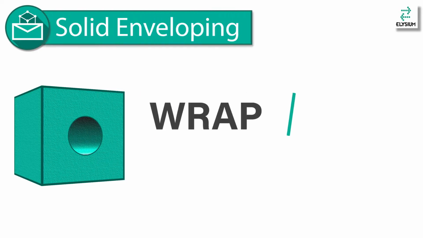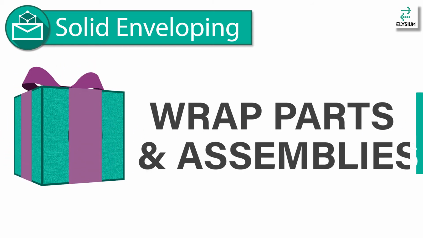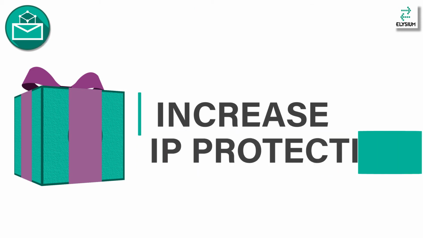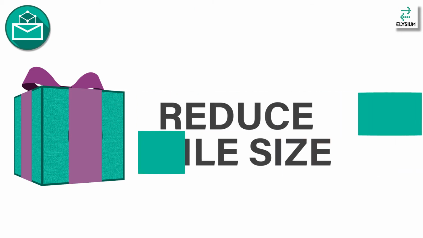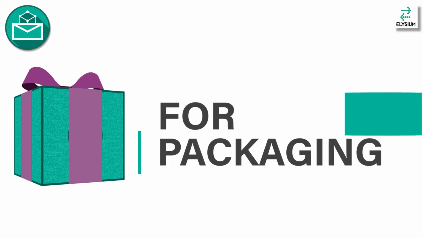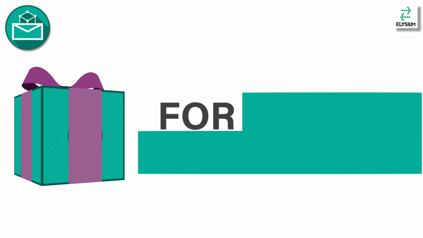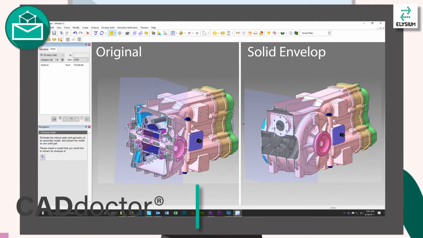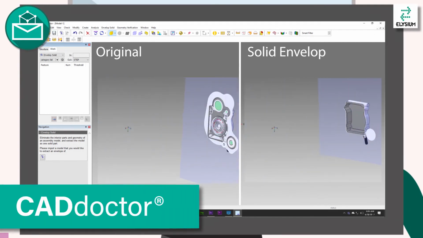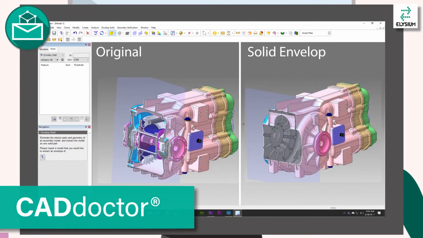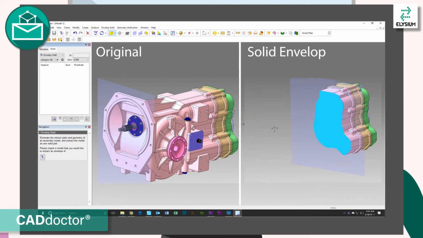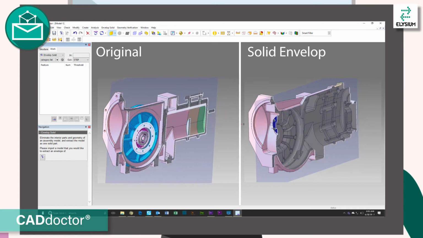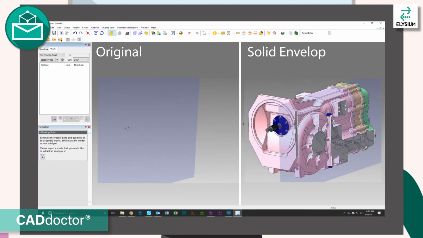Solid enveloping will allow you to wrap parts and assemblies, which will increase your speed, increase your IP protection, reduce file size, claim space for packaging, for large assemblies, and for analysis. In CADfeature, you can easily take complicated assemblies and remove the internals and the intellectual components. This will leave you with a surface or a complete solid.